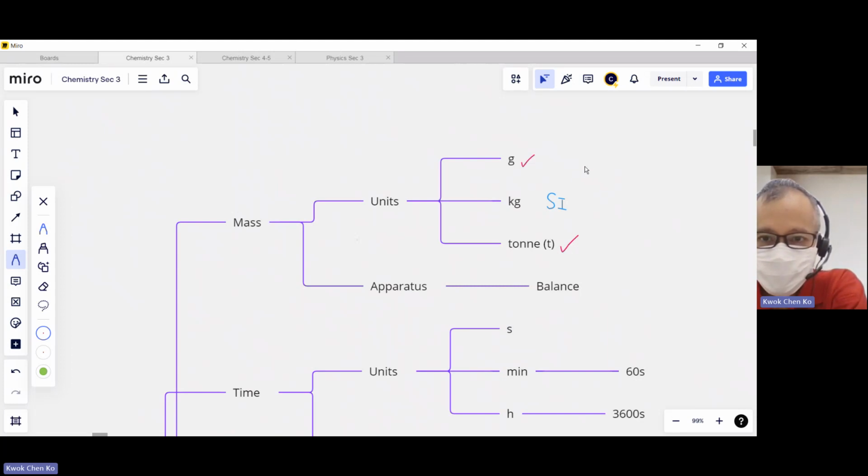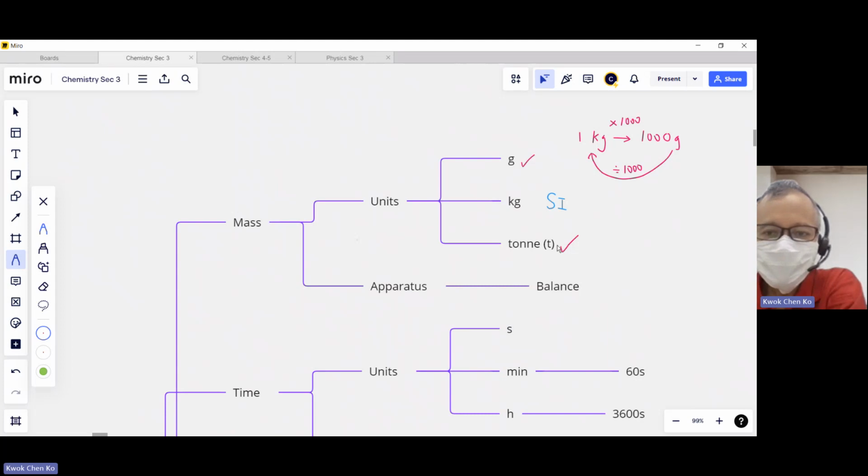Now, a very simple revision. Make sure you realize that 1 kg is equivalent to 1000 grams. So when you convert from kg to grams, you simply multiply by 1000. And of course, if you want to convert from grams to kg, you divide by 1000.